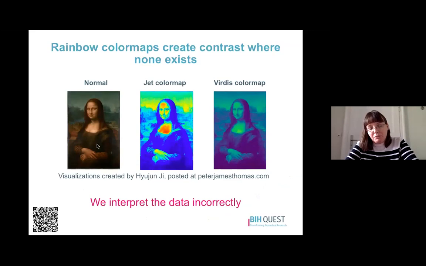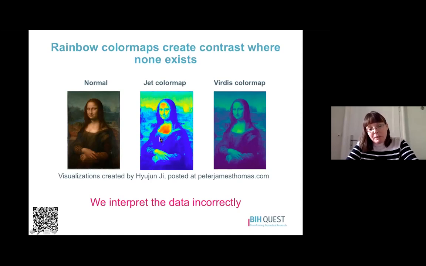And this is an example of a set of visualizations of the Mona Lisa created by Hyojun Ji. And you can see the normal version that we're used to seeing, a jet color map version, and then a Viridis color map version. And this is colorblind safe and perceptually uniform. What happens with the rainbow color map is that our eyes react much more strongly to the reds and oranges than we do to the blues and greens. And this is a nonlinear effect.